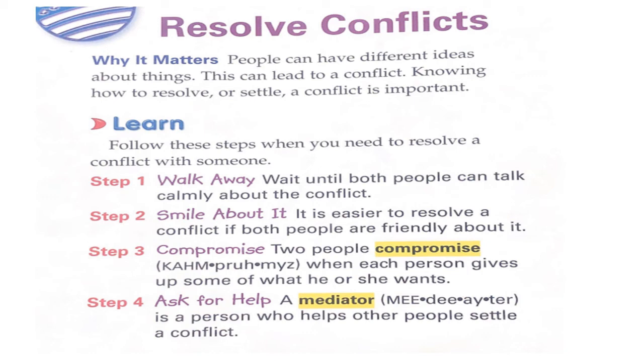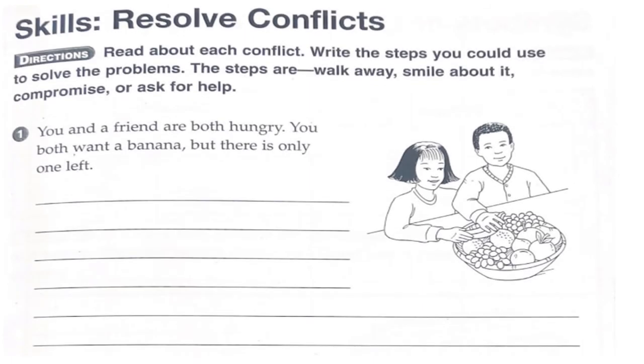So don't forget these highlighted words. Let's move on to what you're going to do about this exercise, all right? So this is page number 79 in your practice book. All you need to do is read the questions and then answer them by thinking about these 4 steps, right? And the first problem that's given to you here is that you and your friend are both hungry, but there is only one banana, right?